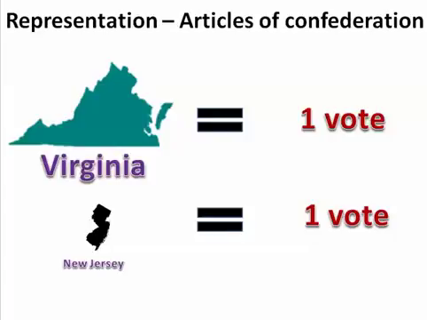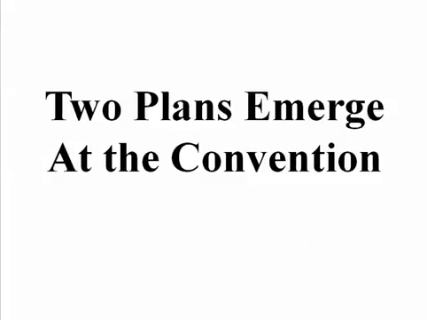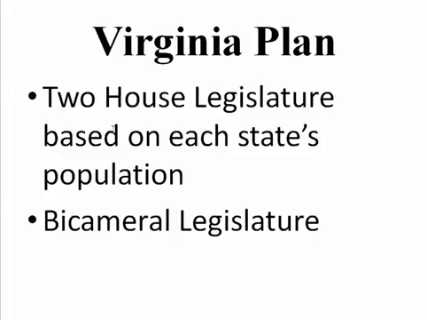So at the Constitutional Convention, when they're talking about a legislature and proportion of representation for each state in this new legislature, two plans are going to emerge, and there's going to be an argument. The first plan is called the Virginia Plan. In the Virginia Plan, submitted by Edmund Randolph of Virginia and James Madison of Virginia, there's going to be a two-house or bicameral legislature based on each state's population. So we're going to have this two-house legislature, and both are going to be based on population.